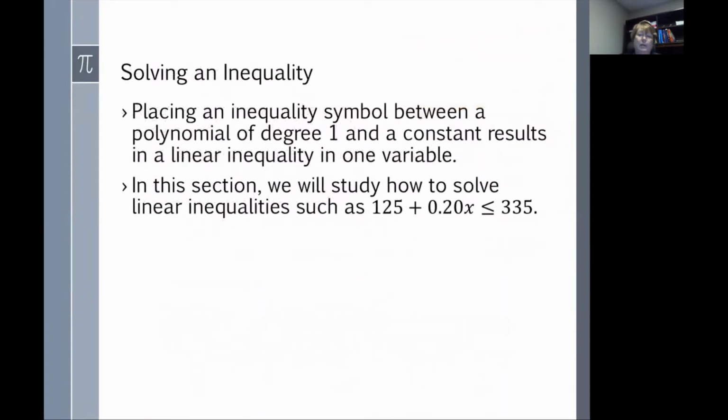Placing an inequality symbol between a polynomial of degree 1, that means it's a linear polynomial, and a constant results in a linear inequality in one variable. So in this section, we're going to learn how to solve the inequality that we got from the previous slide on renting this car. The 125 plus 0.2x is less than or equal to 335. And then we're going to learn how to write that in interval notation and how to graph it.